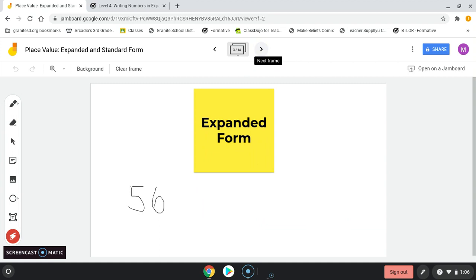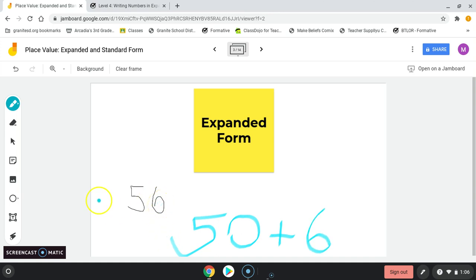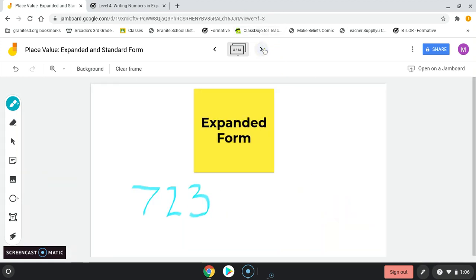Expanded form is what we call when we take the number apart. So what I mean is you're going to take this 5 in your tens, and we know that 5 is actually worth 50. So it's 50. Then you're going to write a plus sign, and then you're going to add your ones in. So I have 6 ones. So 56 written in expanded form is just 50 plus 6. Okay, so we're taking apart the numbers.